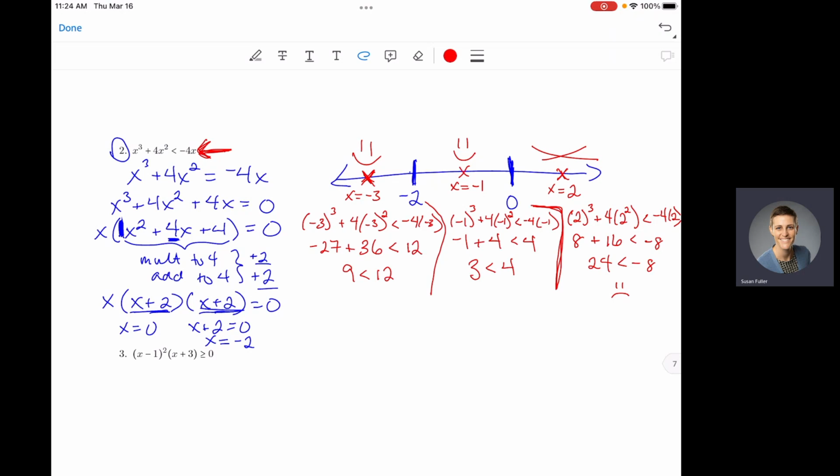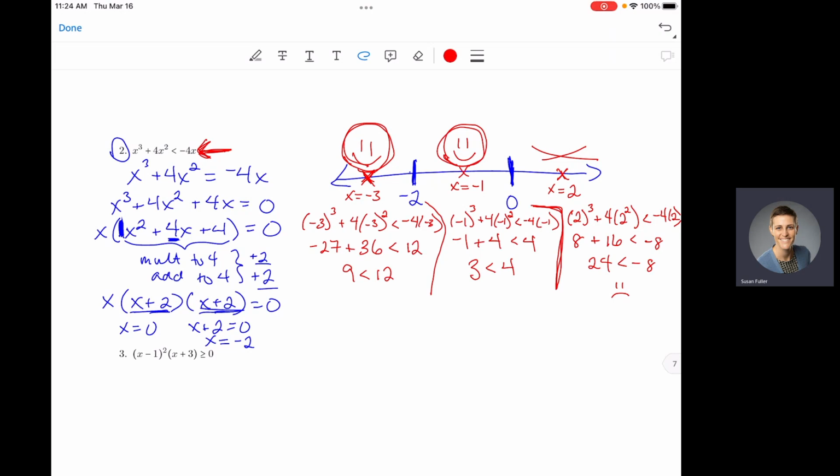And this kind of stuff can happen with polynomials where we have two sections in a row that work. This doesn't happen as much with quadratics, but it can happen with polynomials. So make sure you test each piece and you don't assume they're just going to alternate, like work, not work, work, not work. So now we have to write our solution. So everything here to the left of -2 works, and everything here between -2 and 0 works.